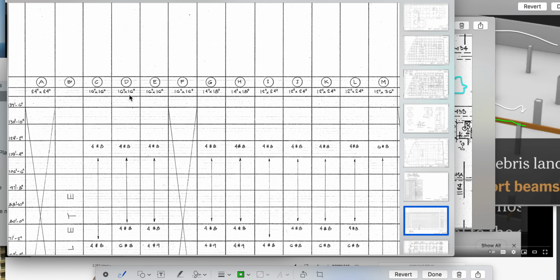Let's confirm that for you. Calculator, 14 times 18 equals 252. 16 by 16 equals 256. All right.